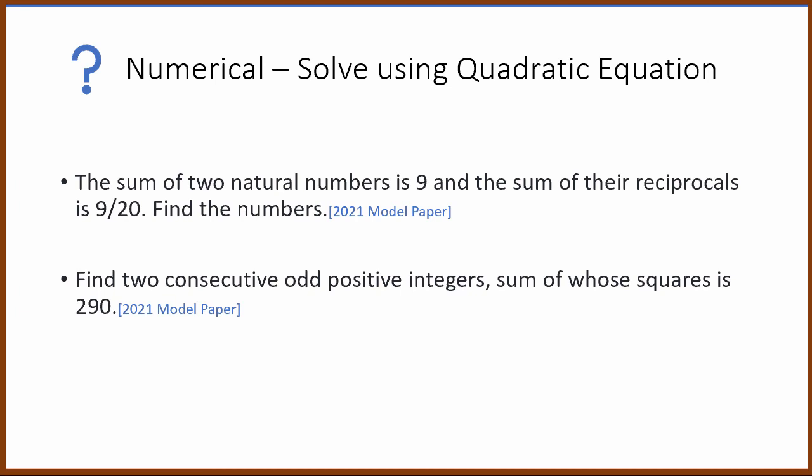Final one is numerical kind of question. So where they give you like sum of two natural numbers is 9 and sum of their reciprocals is 9 by 20. Find the numbers, right? Or two consecutive odd integers. The sum of those squares are 290. Find them. So these kind of question.